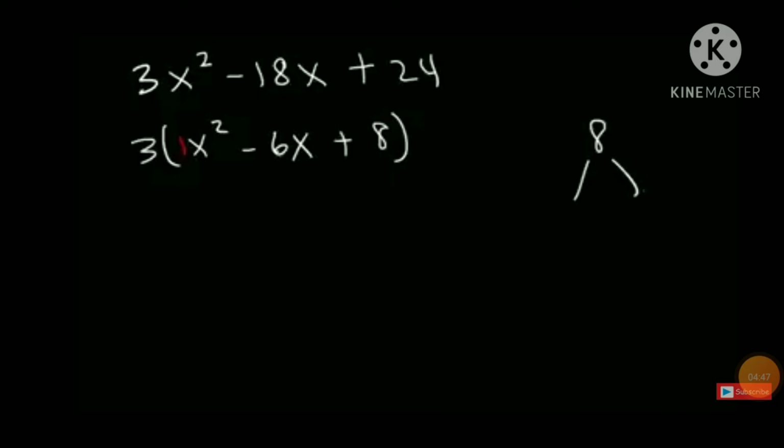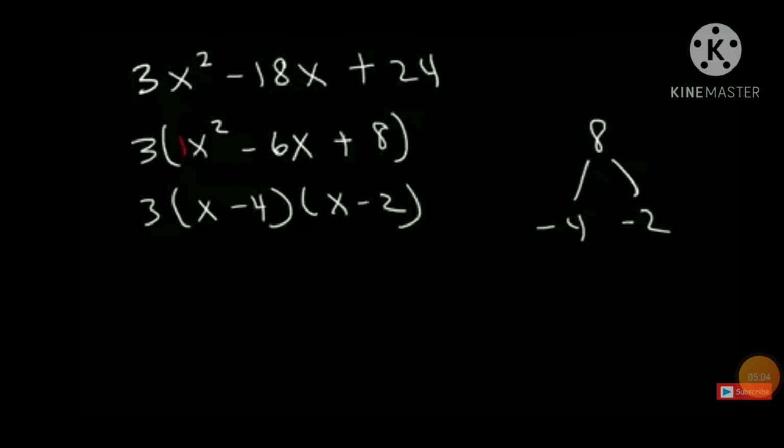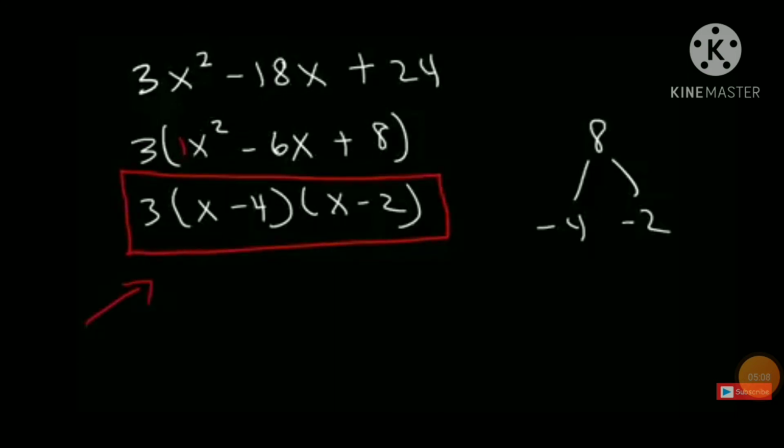Two numbers that multiply to 8 but add up to negative 6 are going to be negative 4 and negative 2. Negative 4 plus negative 2 adds up to negative 6. So we can replace x squared minus 6x plus 8 with x minus 4 times x minus 2. And we'll keep the 3 in the front. So this right here is the answer.